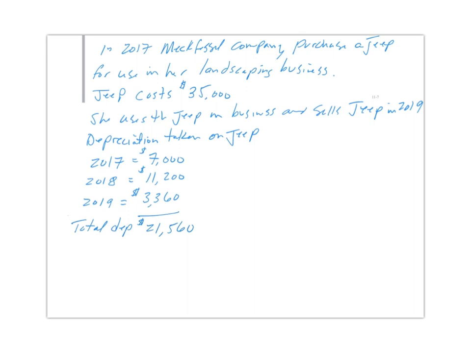So in 2019, I'm going to switch the colors here. Adjusted basis of Jeep 2019 is going to be equal to our original price minus our depreciation taken, which is going to be equal to $13,440. Okay?